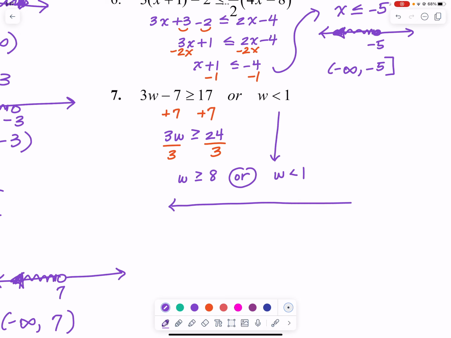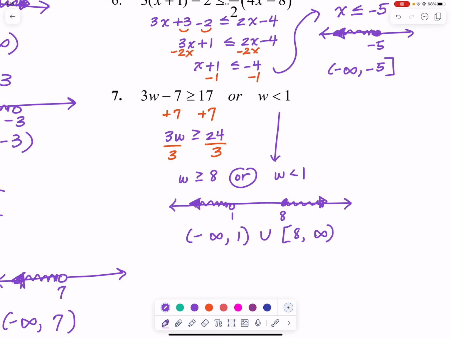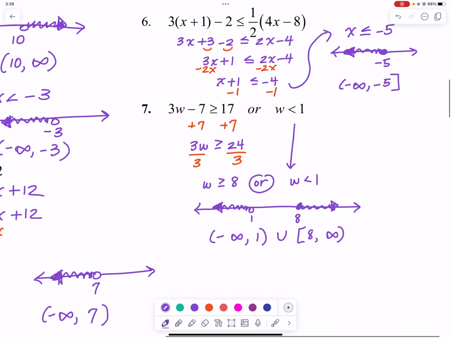So taking a look at the number line, we want all of the x values less than 1 or greater than or equal to 8. So here we have two intervals, negative infinity to 1, union, and now we will include 8 in the set and go all the way to infinity with our values.